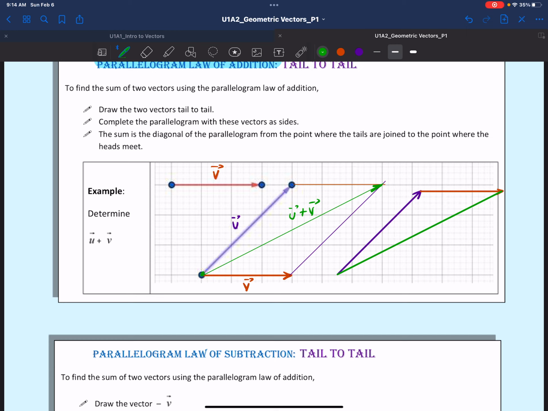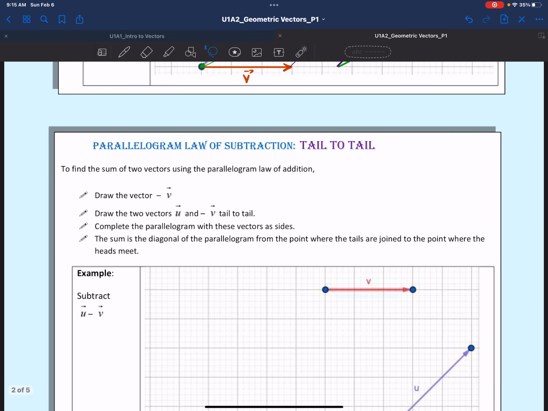And I want us to compare the sums u plus v found using two different methods. So as you can see, the two methods both produce the same vector. So if we want to prove it, why don't we grab this vector, bring it here to see if they are exactly the same, and they are. Okay, so how about the parallelogram law of subtraction? How does that work?